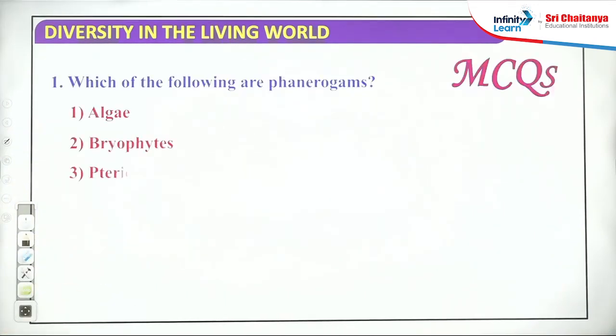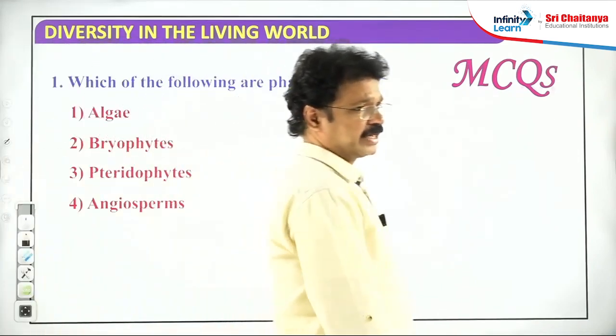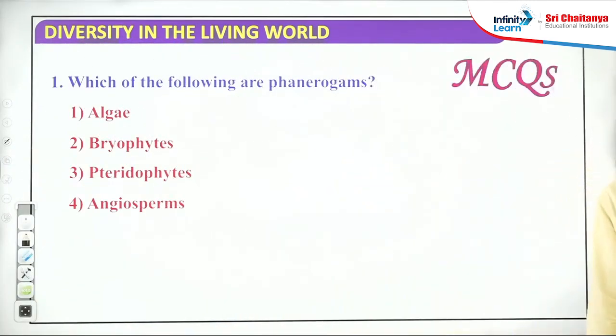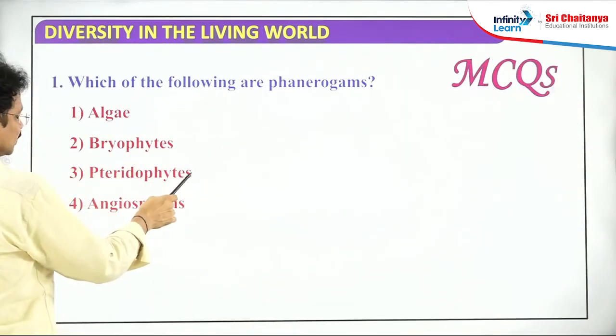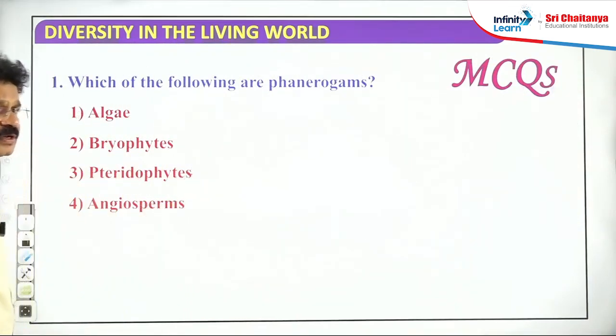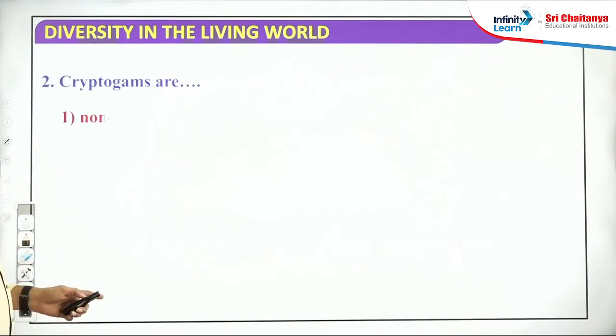Try to answer this question. Which of the following are phanerogams? In algae, no flowers. Bryophyta, no flower. Pteridophytes, no. Only angiosperms are examples for flowering plants. Yes, fourth option, right answer. Good. Angiosperms.